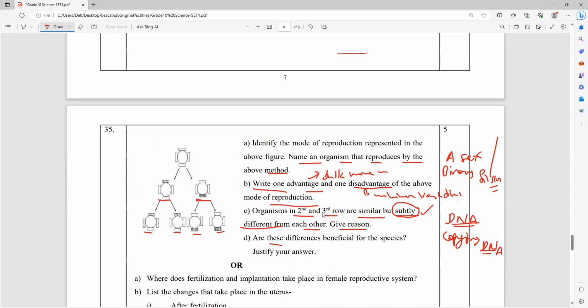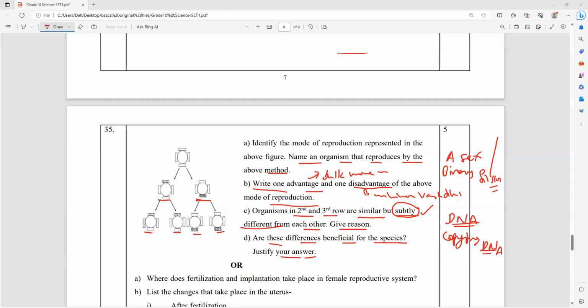Next, are these differences beneficial for the species? Justify your answer. Is it beneficial? Anybody? Are the minimal variations beneficial for the organism or not? Yes or no? This question even came in the board exam. Yes or no? Please respond.